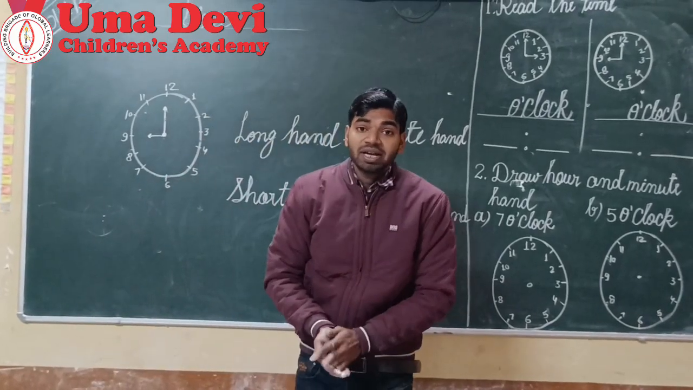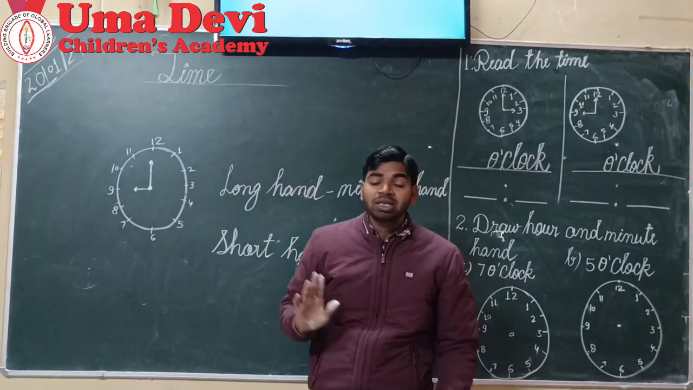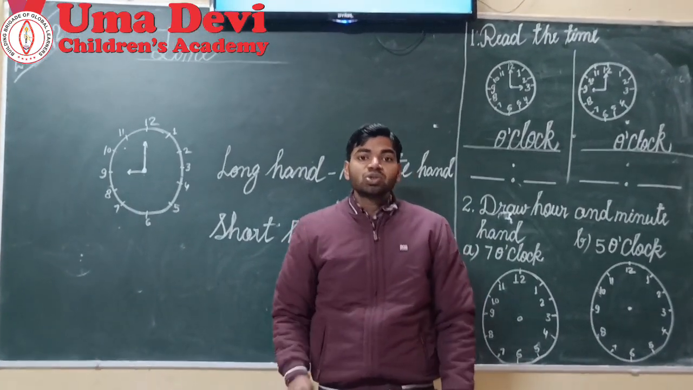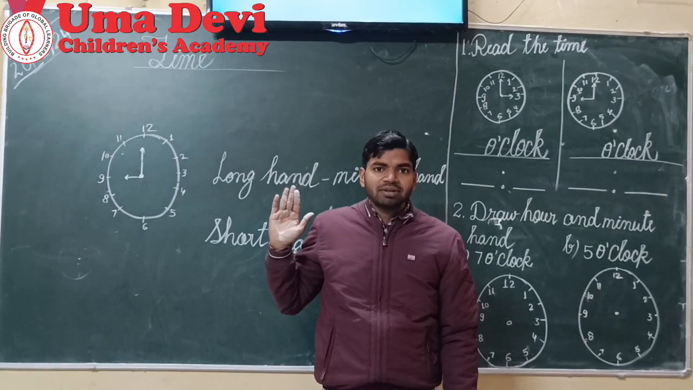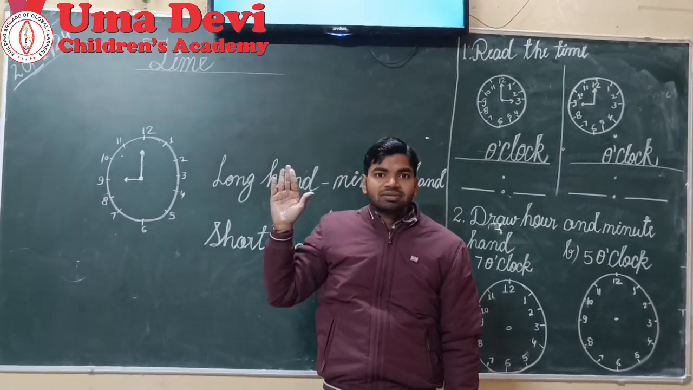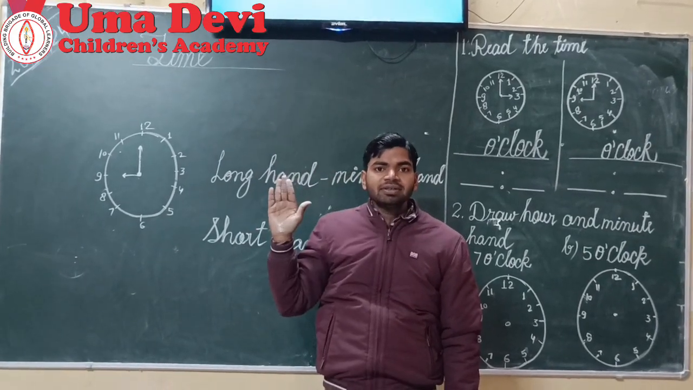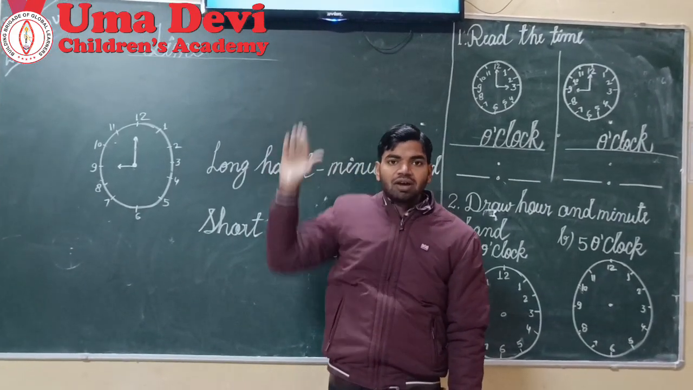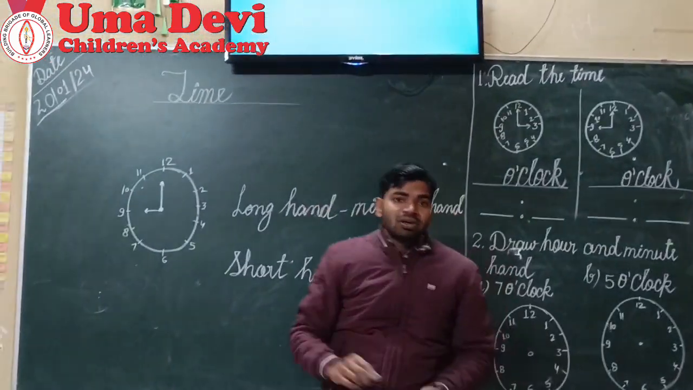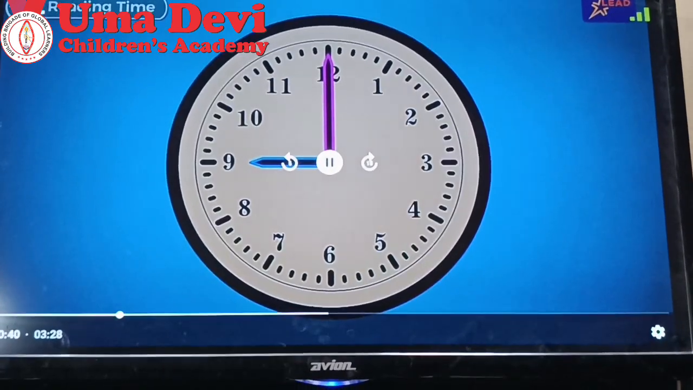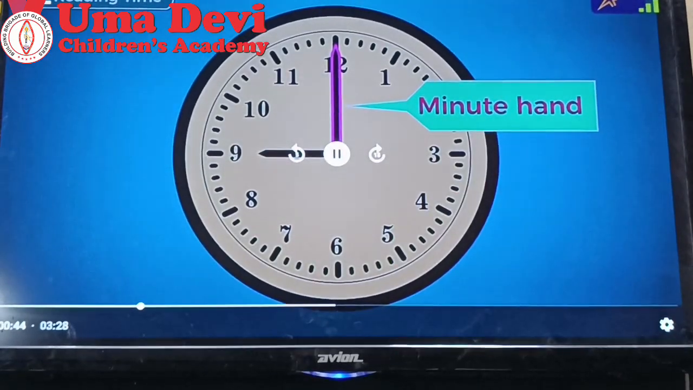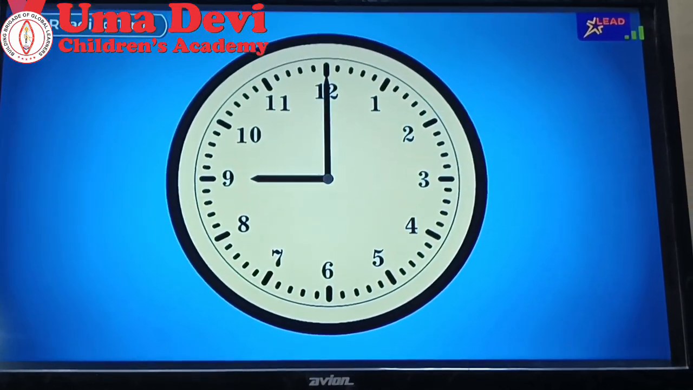So now let's do it one more time. Now I will not say long hand and short hand. Now I will say minute hand and hour hand. Okay. Now show me the minute hand. This is the minute hand. Hour hand, minute hand, hour hand, minute hand, hour hand. This is the hour hand, and this is the minute hand. The clock has two hands. The short hand is the hour hand, and the long hand is the minute hand.